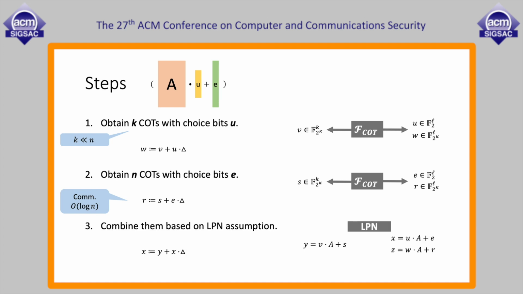Then they combine what they've got on first two steps based on LPN assumption. They expand the k COTs into n COTs by multiplying it with the public matrix A and add the noise vector of length n that they obtained at the second step. Then two parties get the COTs of length n. The computation is cheap, but the communication is non-trivial to generate k input COTs, but we'll solve this problem later.